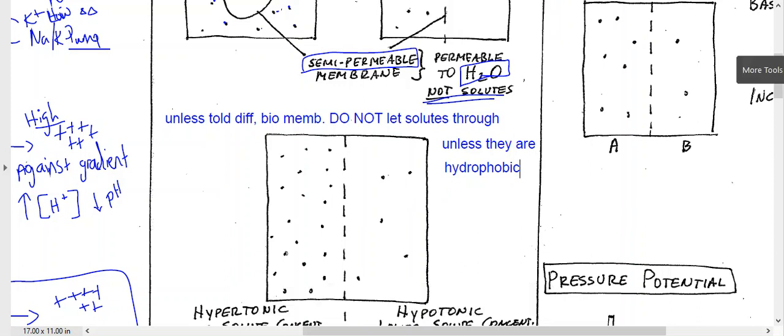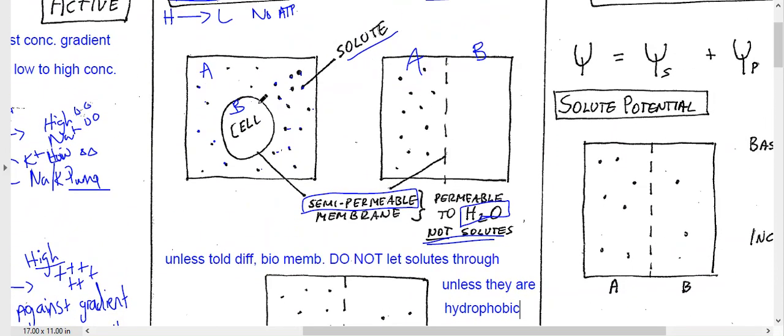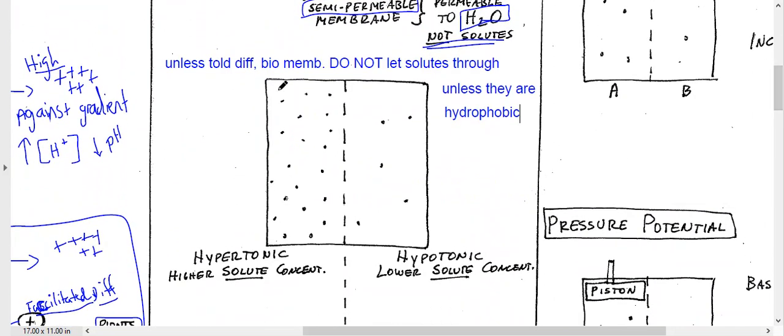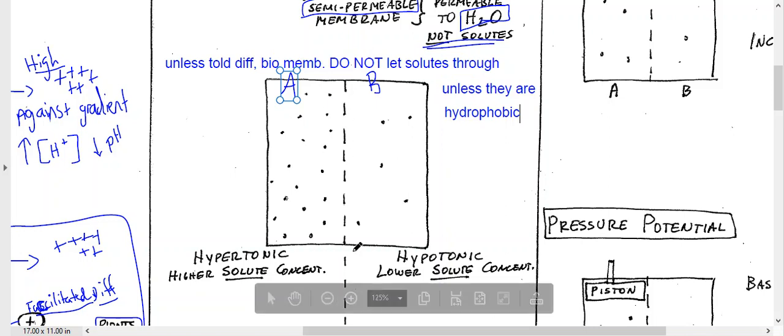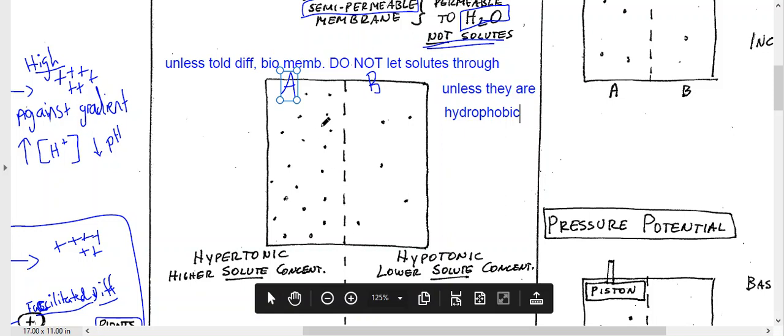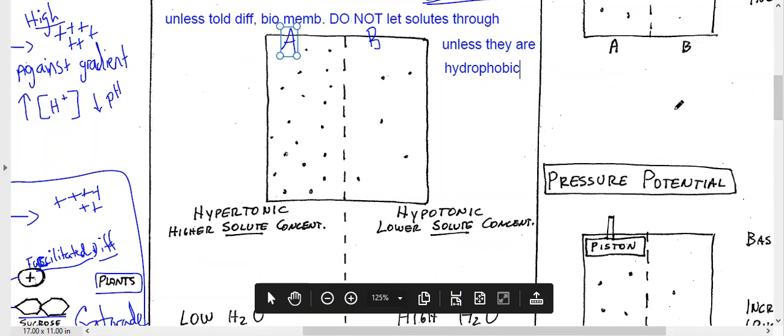So let's look at what's going to happen, right? What's going to happen in this case when we have a semi-permeable membrane with more solute in A than we have in B, right? So this is side A, and here is side B, right? And again, the dots are solutes, and this dashed line is a semi-permeable membrane. Let's say this is glucose. So this membrane is not permeable to glucose. What's going to happen to the movement of water here, right?